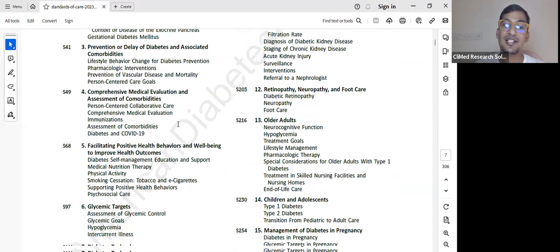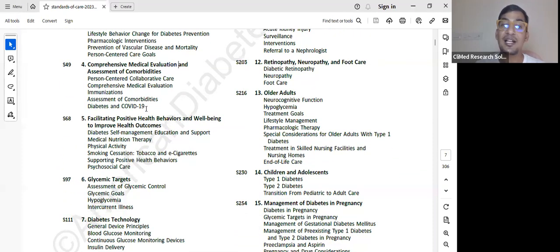So here there is assessment of comorbidities. And see the update, if you look at this, diabetes and COVID-19. This is another new comorbidity that has been added here. In the past 2 years, diabetes and COVID-induced diabetes, you know COVID is one of the major risk factors now. And long COVID also, the people who had COVID are more prone to get diabetes, right? So they have added a specific chapter on diabetes and COVID-19. Okay. Then facilitating positive health behaviors and well-being.